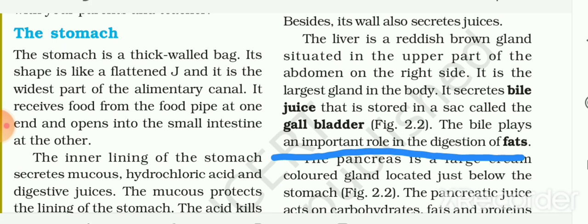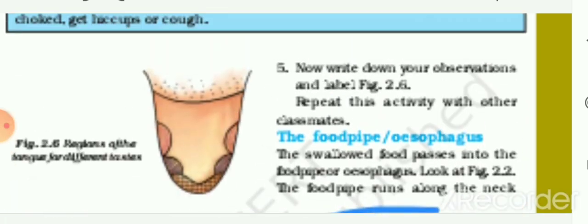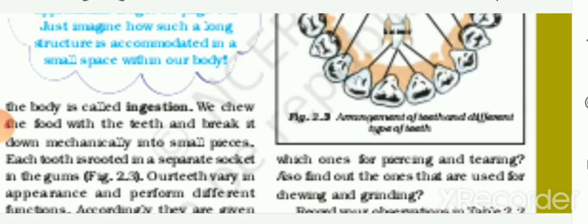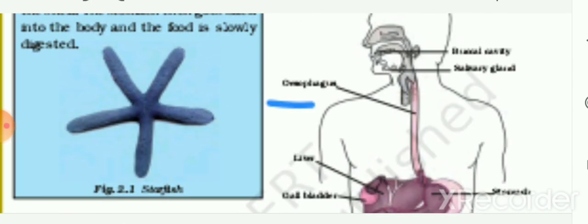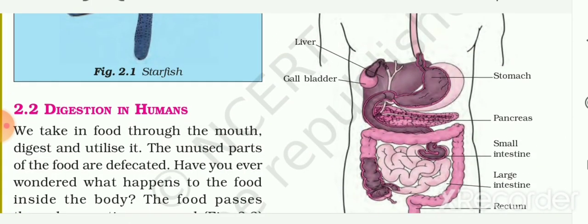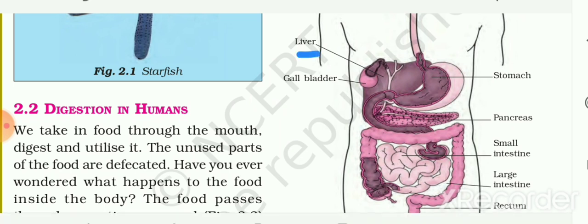It secretes bile juice that is stored in a sac, or you can say a bag, called the gallbladder. The bile plays an important role in the digestion of fats. So now let us see where this gland is located in our body. That is figure 2.2. Here the liver is shown, and this is the gallbladder, the bag in which the bile juice is stored. It is in the upper part of the abdomen on the right side.